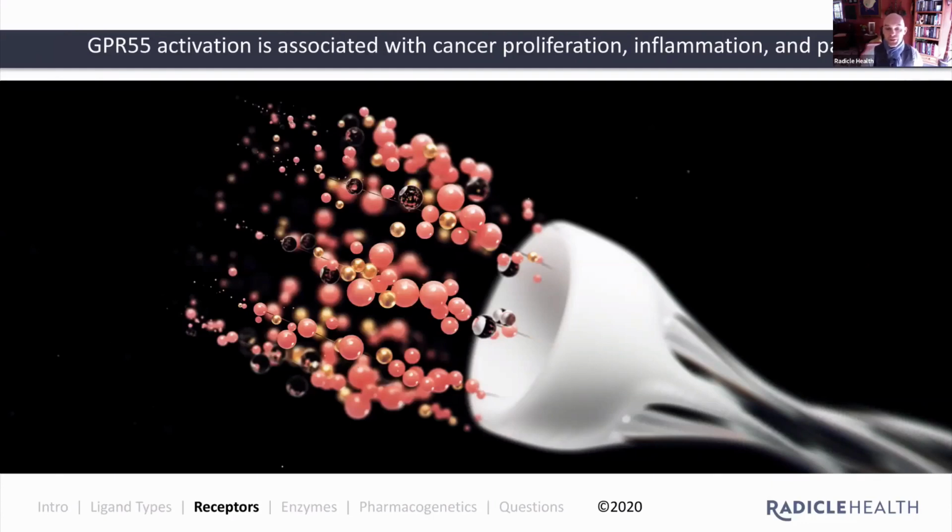CBD might produce anti-tumor effects in colorectal cancer, breast cancer, pancreatic cancer, and brain cancer. And CBD might reduce gastrointestinal inflammation in conditions like IBD, Crohn's disease, and ulcerative colitis. Again, because it's an antagonist at GPR55, and we know that GPR55 activation is responsible for cancer proliferation, inflammation, and pain.